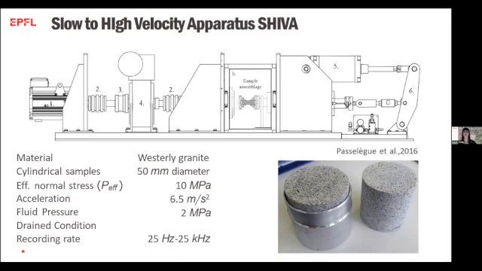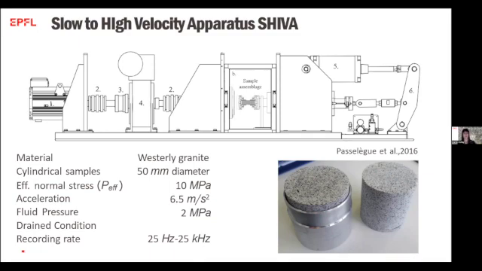We perform our experiments with Westerly granite that you can see on the picture on the bottom on the right, but also on Carrara marble. The cylinders are about 50 millimeter diameter. The normal stress was 10 megapascal. We imposed a velocity function with an acceleration of 6.5 meters per second squared, a target velocity that can change, and a deceleration of about 6.5 meters per second squared as well.